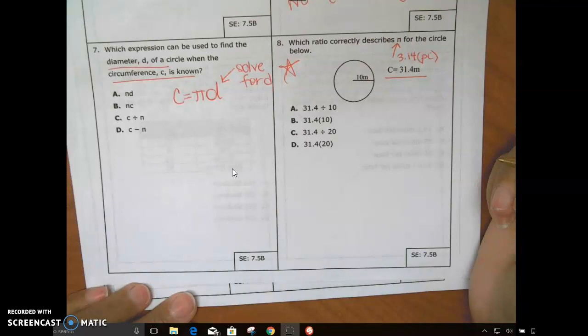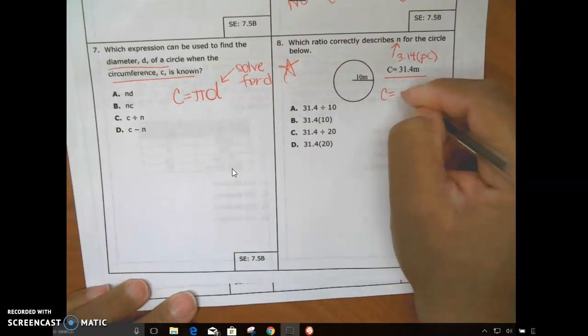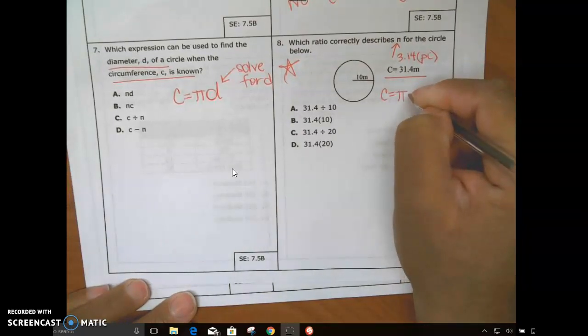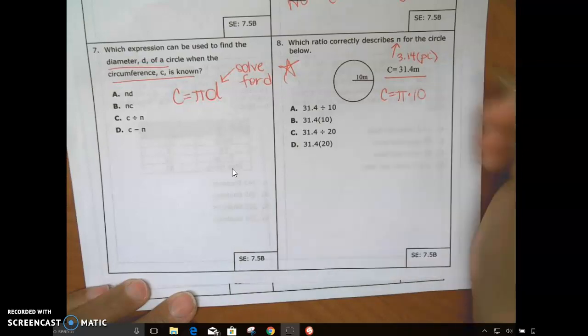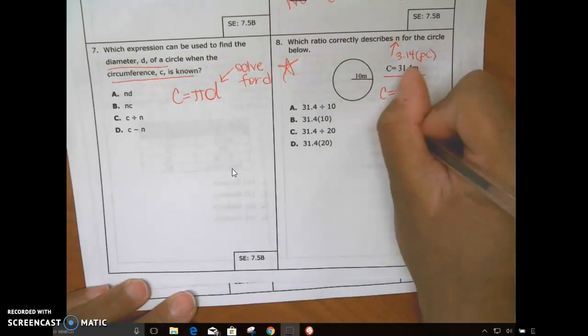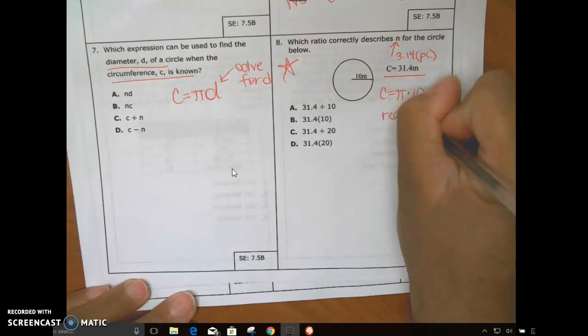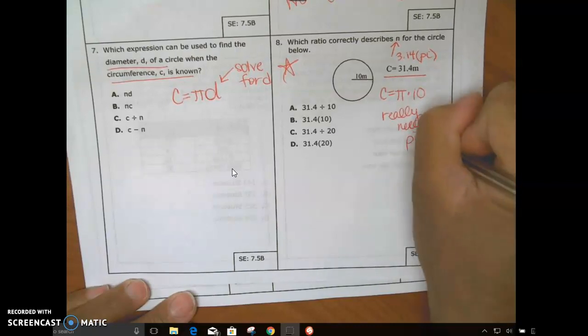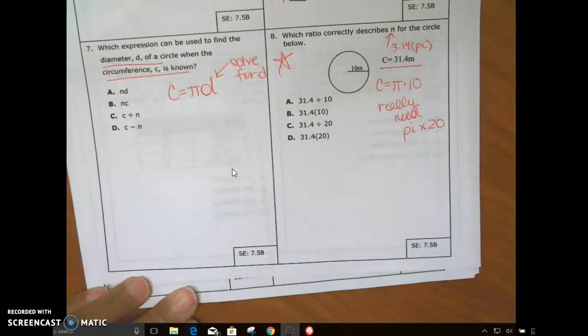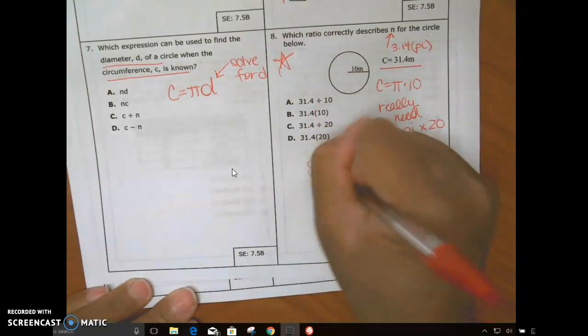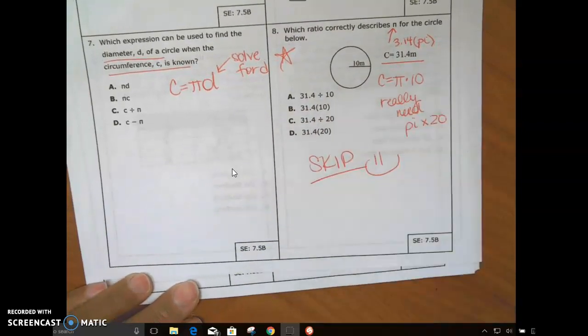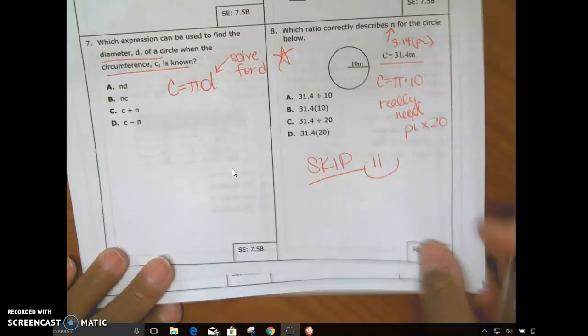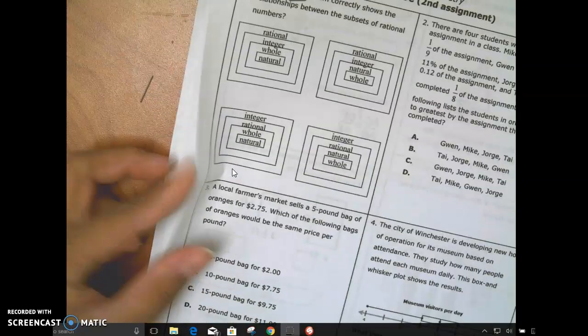So this says 3.14 is my circumference, but that would be pi times 10. But 10 is my radius here. So I really need pi times 20. Actually, just skip this question. I don't like it. All right, the next one, 7.5C on the back.